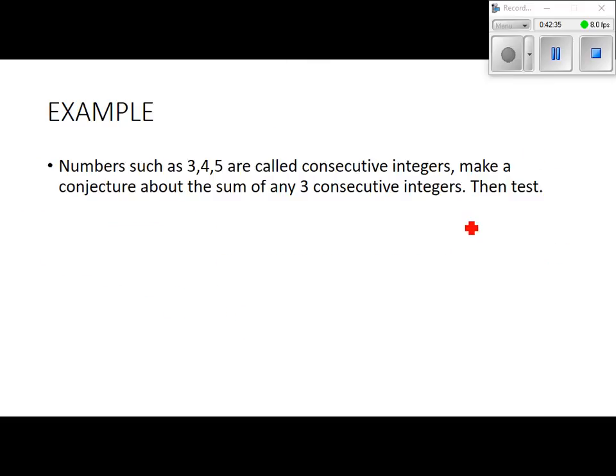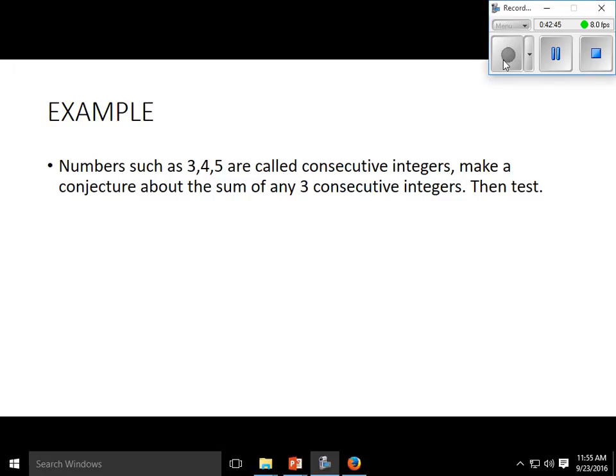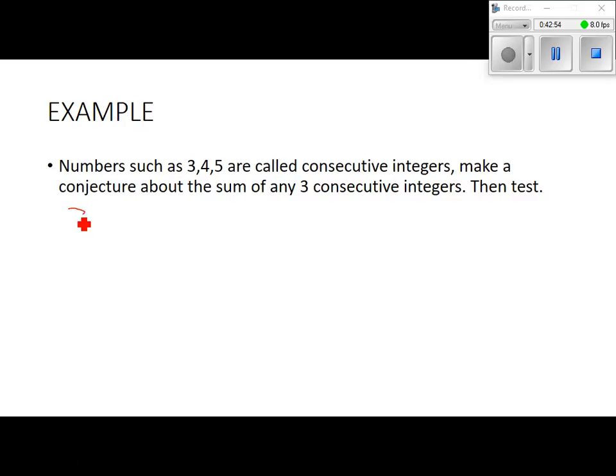All right, numbers such as 3, 4, and 5 are called consecutive integers. Make a conjecture about the sum of any 3 consecutive integers, then test it. Give me something. 3, 4, 5 adds up to 12, right? Then 6, 7, 8. What did that add up to? 21.